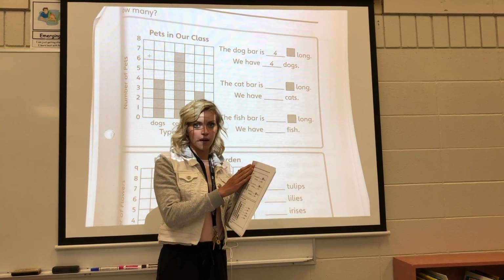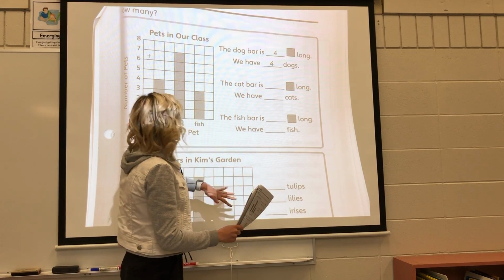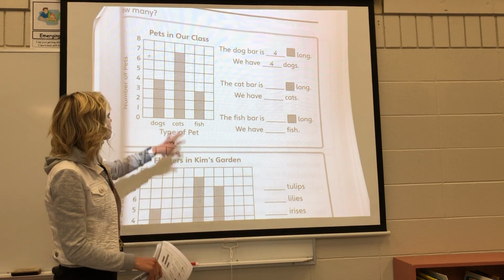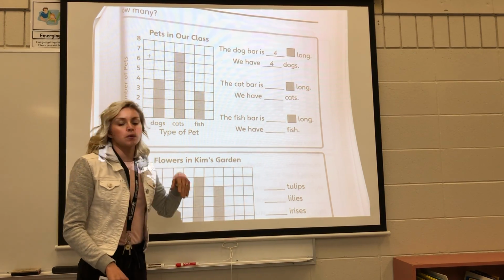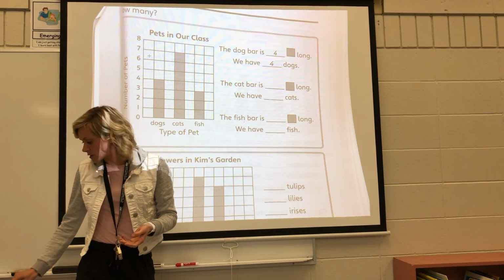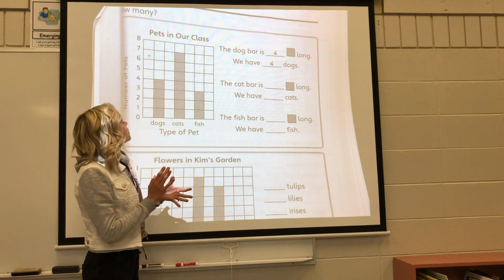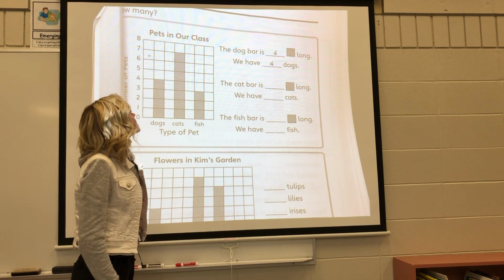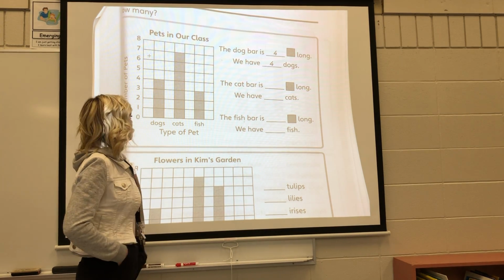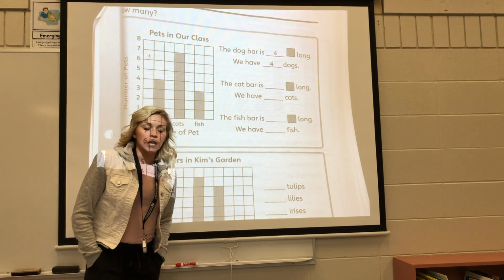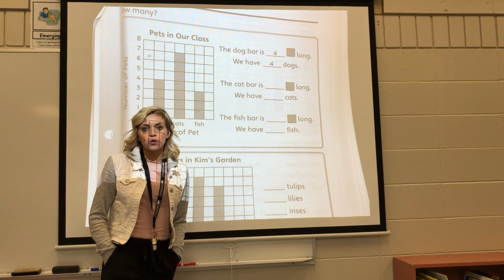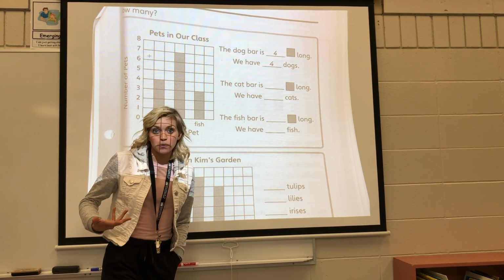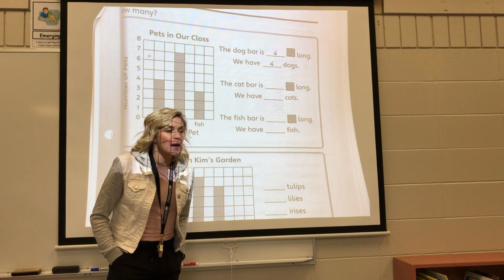So you have this page in your booklet that I sent home for you. This one is called Bar Graphs at the top. It looks just like this. If you'd like to find it and follow along, we're going to go over this first one together to understand what a bar graph is. So this graph is asking the question, what type of pets are in our class? So who has what type of animal for a pet?